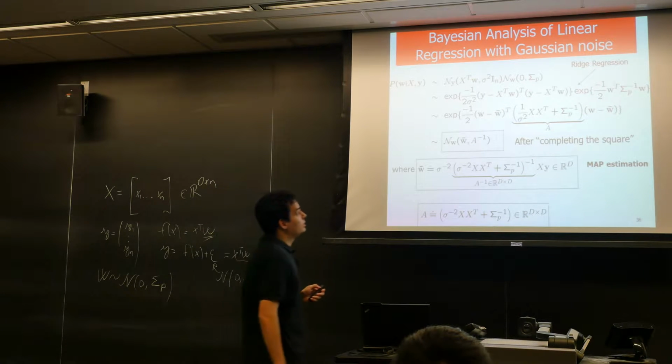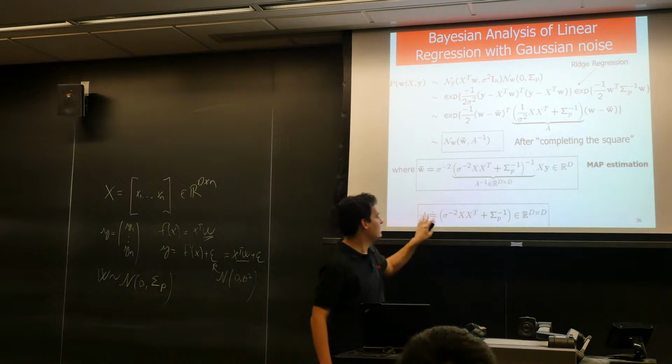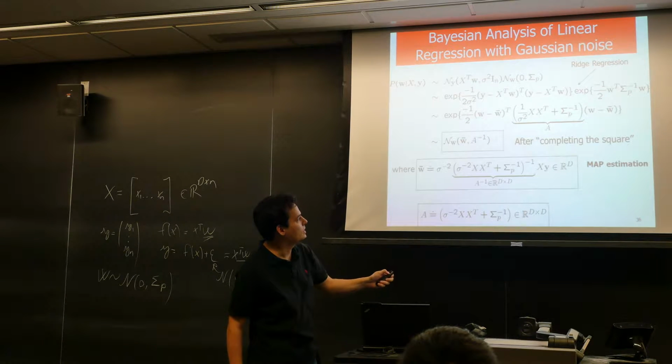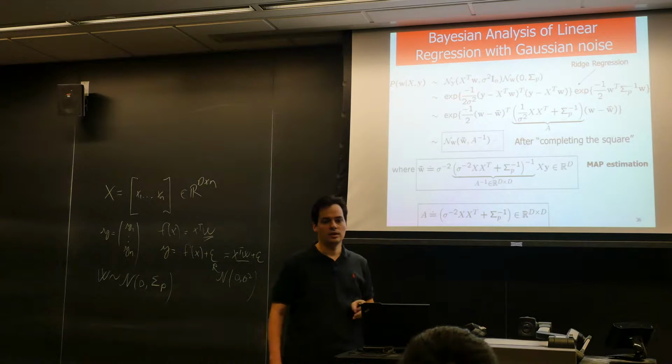And now, it turns out that you can rewrite this expression as this quadratic expression. So it's a quadratic in w, where I introduced two new notations, w bar and A. w bar is defined by this expression, A is defined by this expression, and then we can see that this posterior distribution will be, as you see here, a Gaussian distribution with mean w bar and covariance matrix A inverse, where A is defined by this.